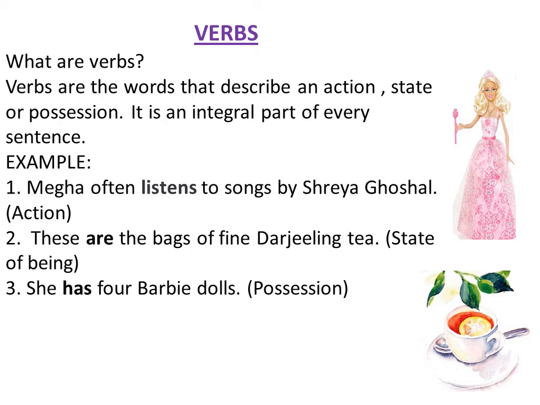These are the bags of fine Darjeeling tea. Here the word are is a verb which is a state of being. She has 4 Barbie dolls. Here the word has is a verb which is a possession.